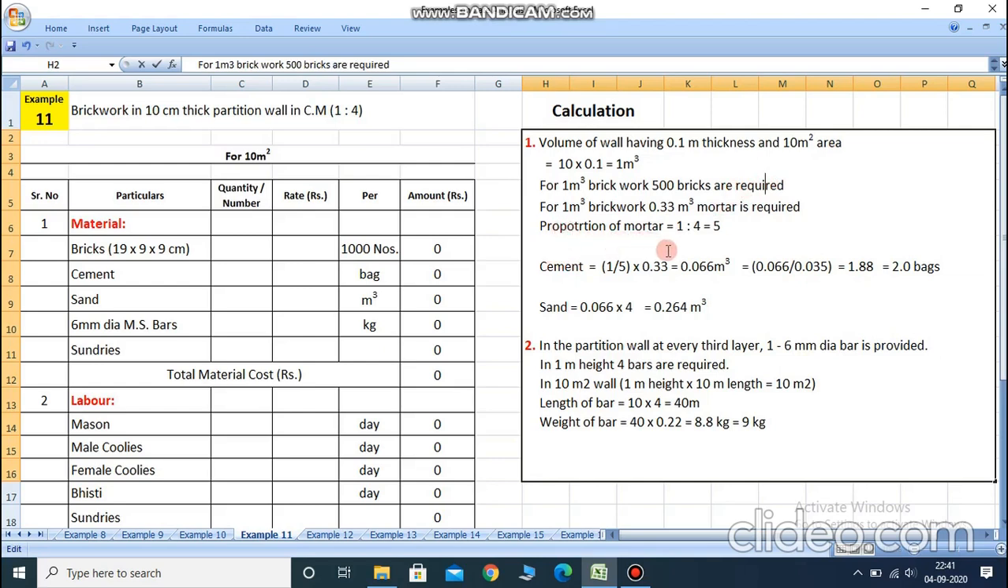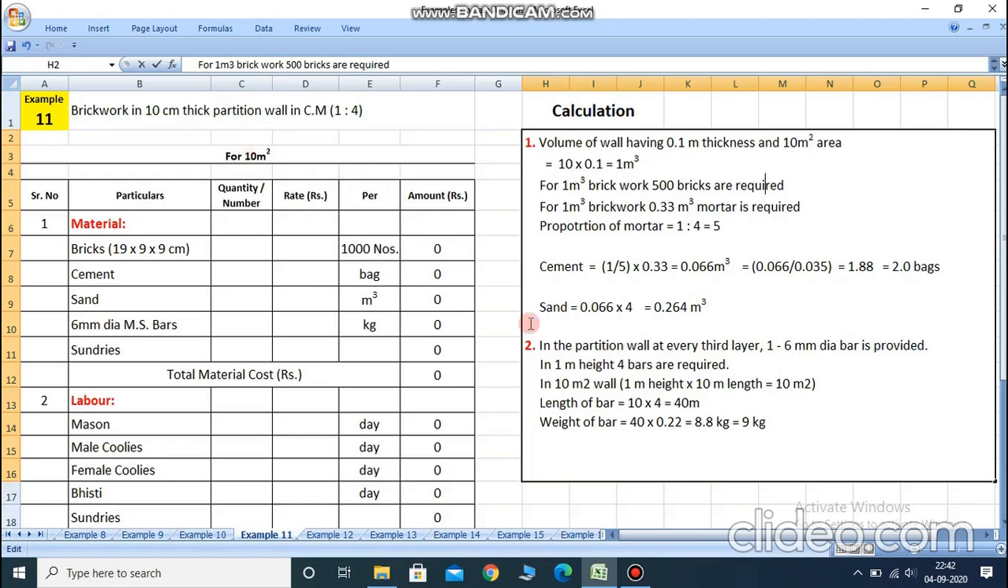The proportion of the mortar is given in the example as 1:4. So write here 1:4. The summation of 1 plus 4 is 5. So find out the quantity of the cement, equal to 1 divided by 5, because here 1 part is cement and 4 parts are sand. So 1 divided by 5 multiplied by 0.33, so 0.066 cubic meter is the total quantity of cement required. Then 0.066 divided by 0.035, the answer is 1.88. The rounded figure is 2 bags required to complete the 10 square meter, 10 centimeter thick partition wall.